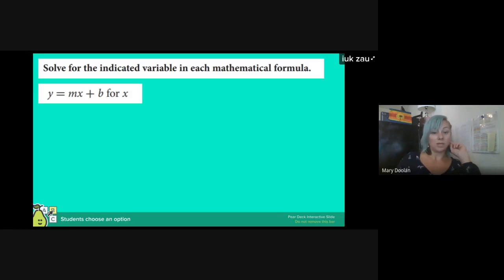We wouldn't add b. If I was to add b to both sides, I wouldn't eliminate the b on the right-hand side. I would end up with y plus b equals mx plus 2b. I'm getting further from the goal. The goal is to get x by itself. So choose an answer that includes y minus b.